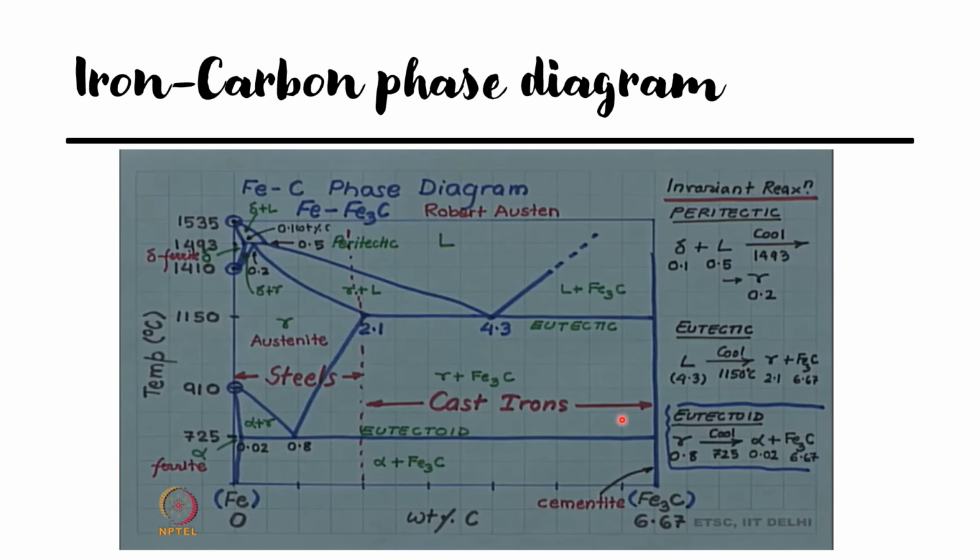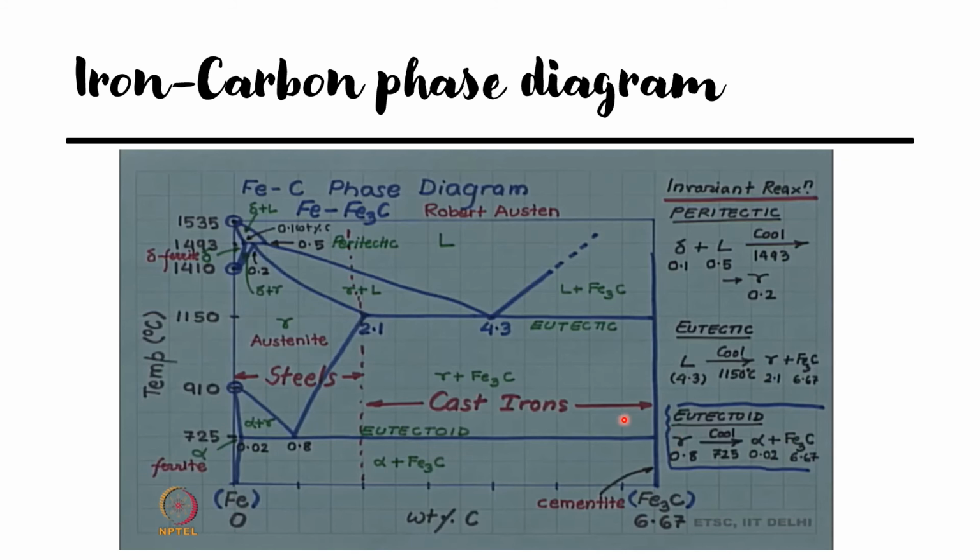Similarly, for eutectic, that is from this line to this. This line is denoting eutectic. So this is going from L. L is the liquid phase at 4.3 percent concentration of carbon, and it is cooling at 1150, specifically this line, to form 2.1 percent concentration of gamma, and Fe3C. Fe3C because this is ending here.